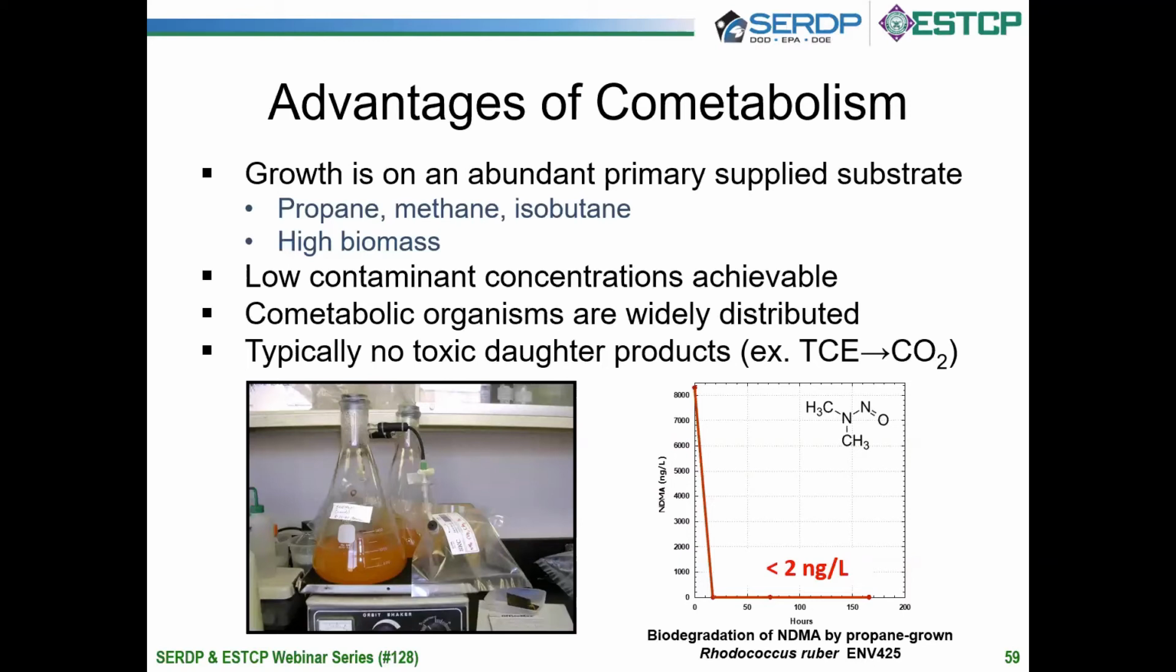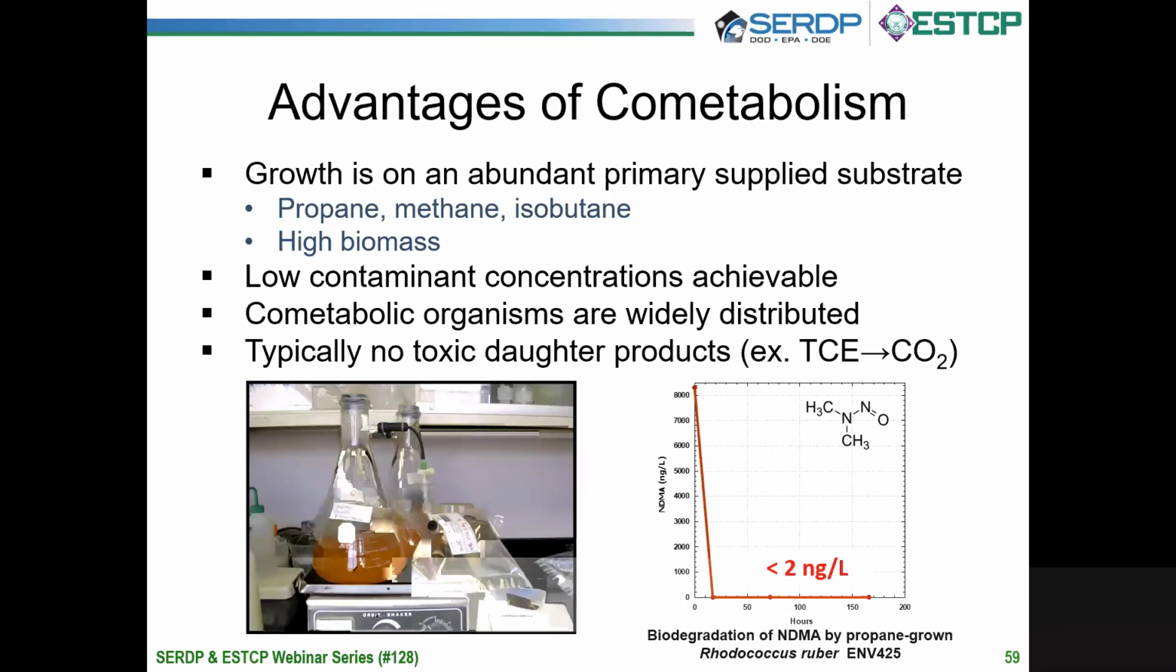The picture on the bottom left shows one of our cultures. It's the ENV425. It's a Rhodococcus ruber. It grows on propane, and it degrades a bunch of different contaminants. In this case, we did an experiment where we were degrading N-nitrosodimethylamine, we'll call it NDMA. And it was able to degrade, in just hours, the NDMA from 8,000 parts per trillion down to less than 2 parts per trillion consistently. And we've also been able to do this with the same culture and through biostimulation in the field scale via both bioreactor and biosparging approaches, and achieved similar low parts per trillion levels.